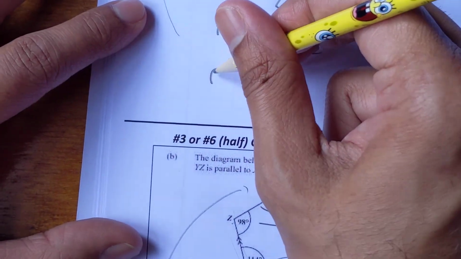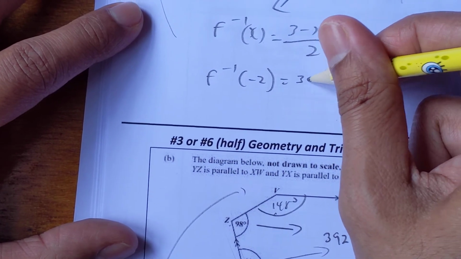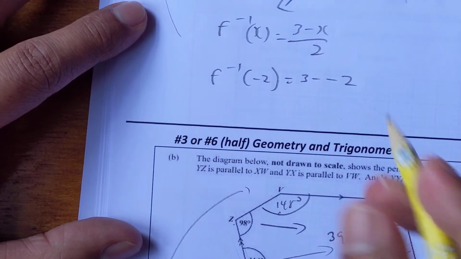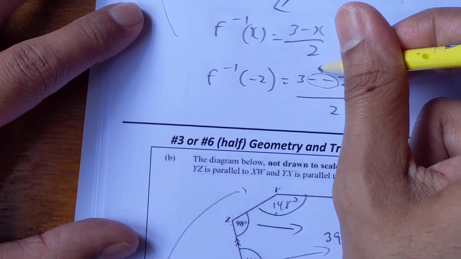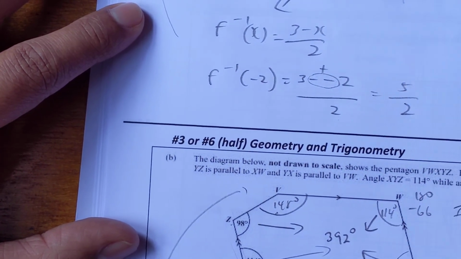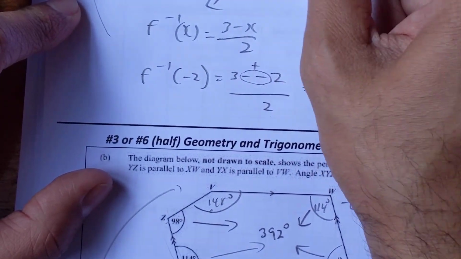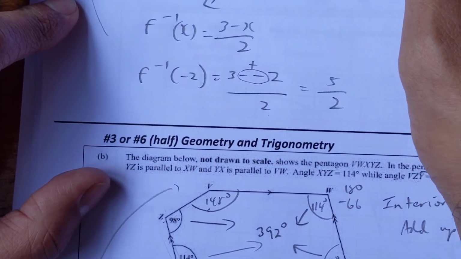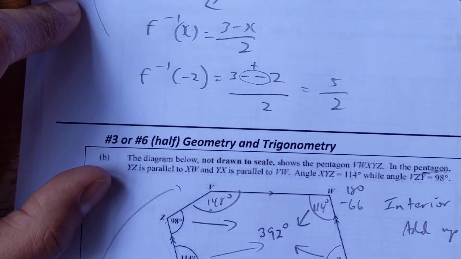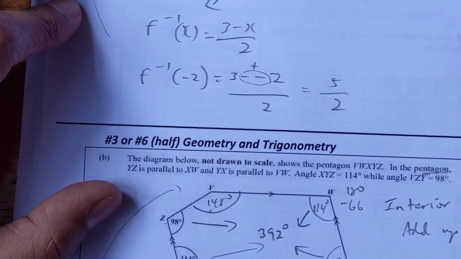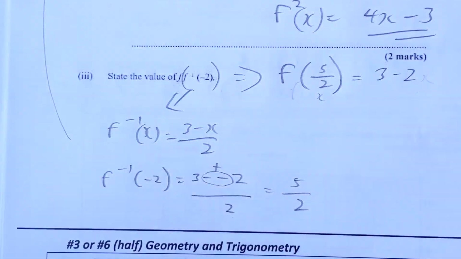So if I want f inverse minus 2, I'm going to replace x with minus 2. So 3 minus minus 2, because I'm replacing x with minus 2, all over 2. You realize these two signs are going to clash, so I'm really getting 3 plus 2, 5 over 2. So that means this bracket here is really 5 over 2. So I have f, and in the bracket, 5 over 2. And if the f function again is 3 minus 2x, I'm going to replace x with 5 over 2.